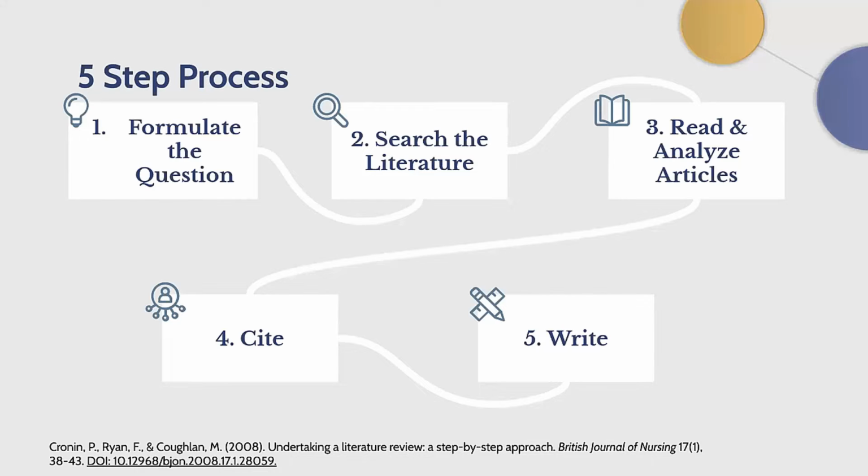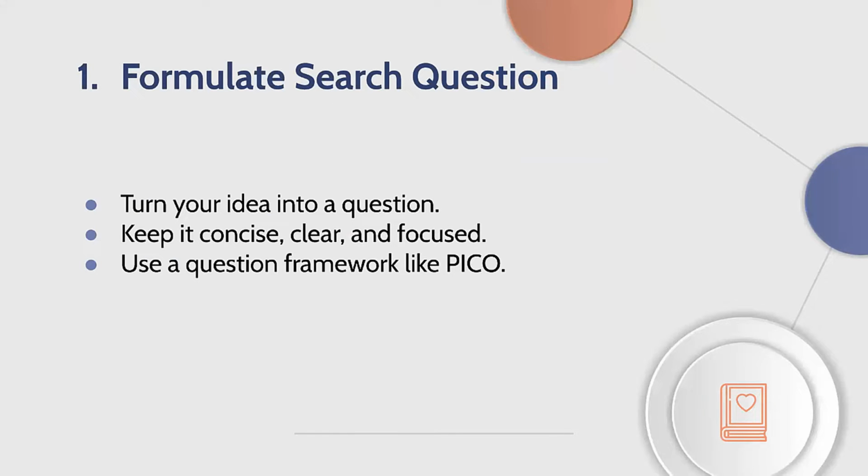We're going to delve into these steps a little bit more. So number one, formulating that search question. You're taking your topic and turning it into an actual question. You want to keep your question clear, concise, and focused. For a lit review, your question has to be narrow enough that you could answer it within the scope of a lit review and not too broad, because then you're dealing with a scoping review aspect where your question is too broad and there's just too many resources to bring into it.